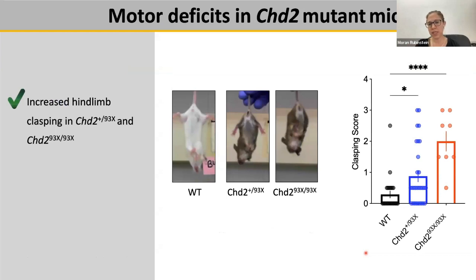And the first thing that we tested was motor functions. What we did was to pick the mice by their tail. And as you see here, wild-type mice tend to spread their legs, whereas the mutant mice tend to clasp their back feet. And this behavior was noticeable in the heterozygous mouse, but even more profound in the homozygous mutant mice. So this behavior indicated that there is a motor deficit in these mice.